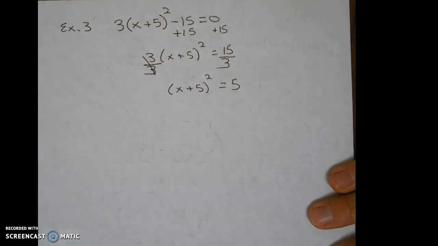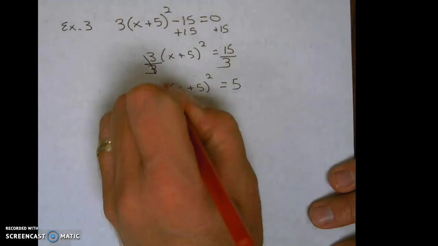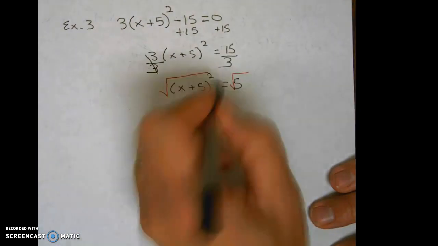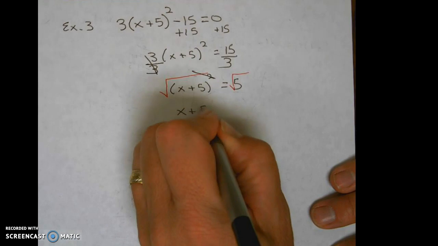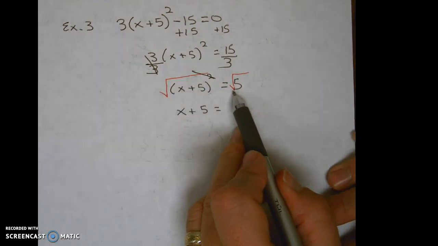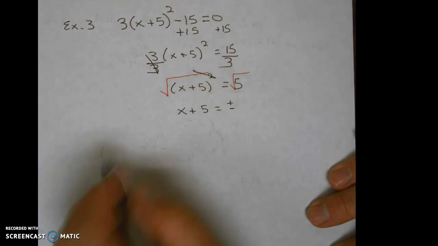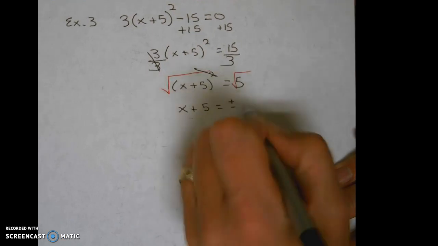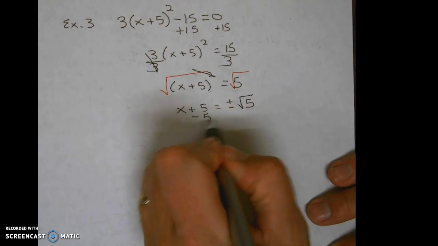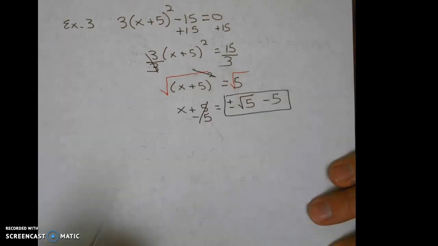All right, so here we are, undoing the square with the square root. Don't forget, when you take the square root of a number and you are solving, we put the plus and the minus. Finishing up, isolating the x, and there's your two answers.